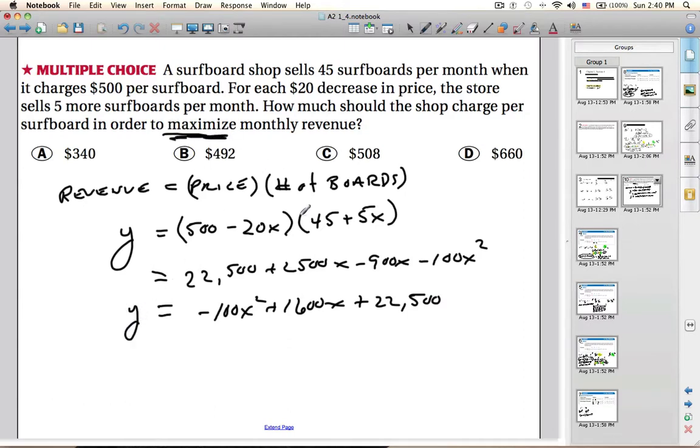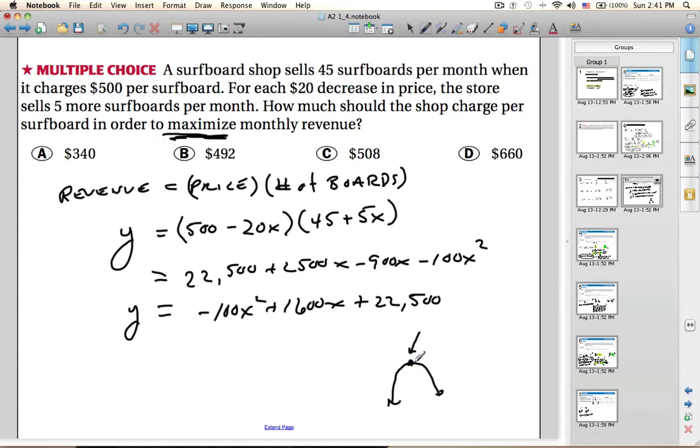Now, when you think about this polynomial, right, we want to maximize monthly revenue. So we want the highest possible number. This is a quadratic function. And if you remember, we learned in the first section that if the leading coefficient is negative, it opens down. So the graph of revenue looks like this. So the point at which revenue is maximized is the vertex. Remember, the vertex is the highest or lowest point. It's the highest point when it opens down. So this vertex, that's the point of the highest revenue.